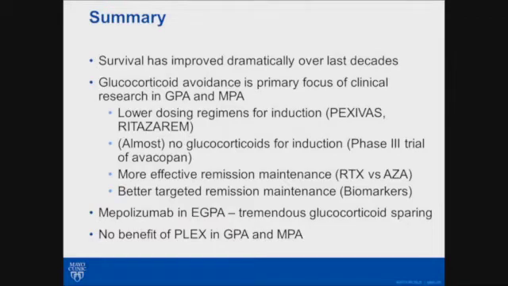Now, mepolizumab for EGPA, we'll hear a lot about this in the coming presentation, is another very effective steroid-sparing agent for EGPA. That's where the biggest role is, to avoid steroids as much as possible in the management of EGPA. And I think the chapter on plasma exchange is effectively closed. We're not using it anymore at Mayo Clinic for patients.